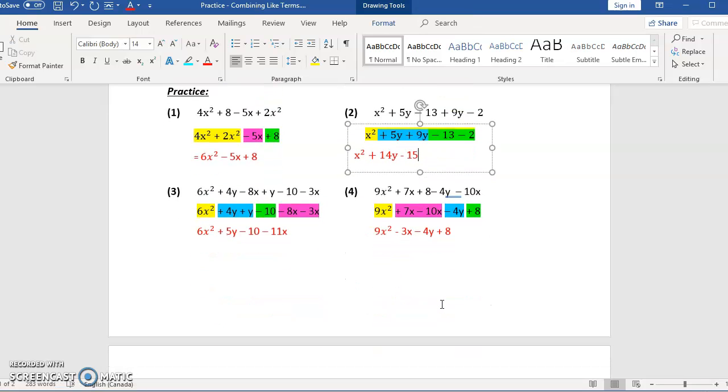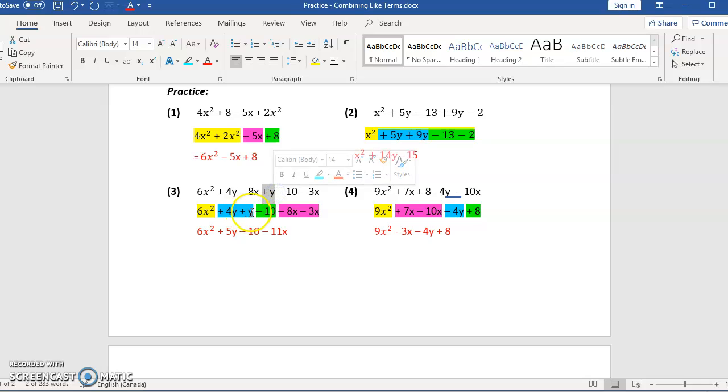So for example 3, first step, I combine the terms together or put them next to each other that were the same, right? There's only one x squared, so the 6x squared is by itself here. How many y's are there? There's a plus 4y and then a plus y, so I put those together. There's a minus 10, that's it, together. Then minus 8x minus 3x together. How do I simplify that?